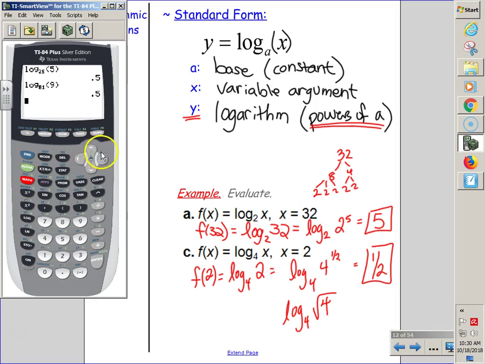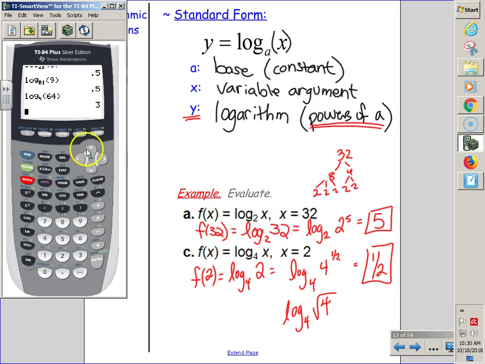Nice. So wait. What if I was to do, okay, I'm not going to do a half. Hold on. Keep your brain engaged. What if I was to do log base 4 of 64? 4 times 4 is 16. 16 times 4 is 64. Oh. Cubed. It's 3. Logarithms give powers. What powers? The powers of a that make whatever is inside.